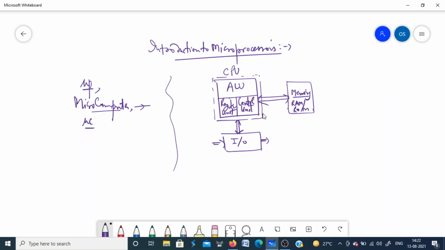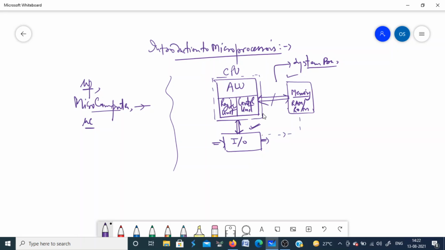Okay, so later on we will see that this system bus is categorized into three categories. We have the address bus, data bus, and control bus. But this is the general structure of a computer. Okay, so the microprocessor is the controlling unit. It controls the memory element as well as the input-output devices. So you can see there is no direct connection between input-output and memory.